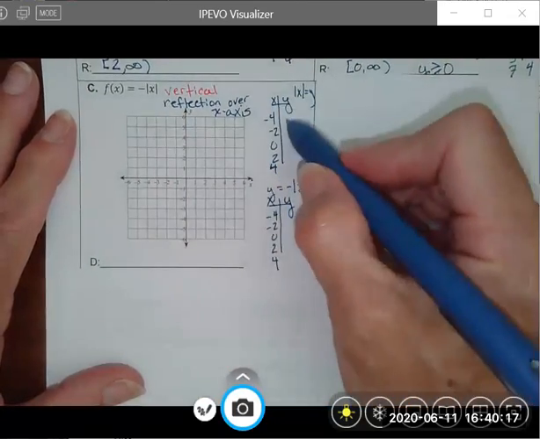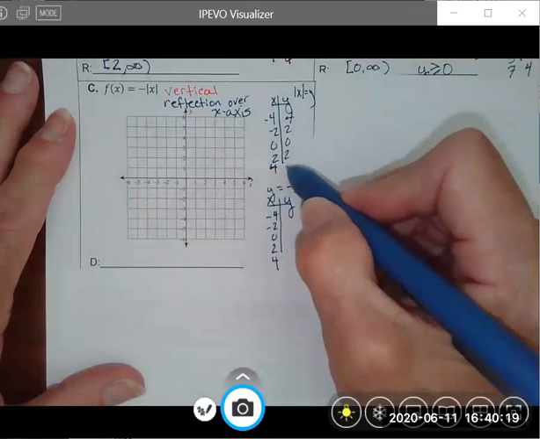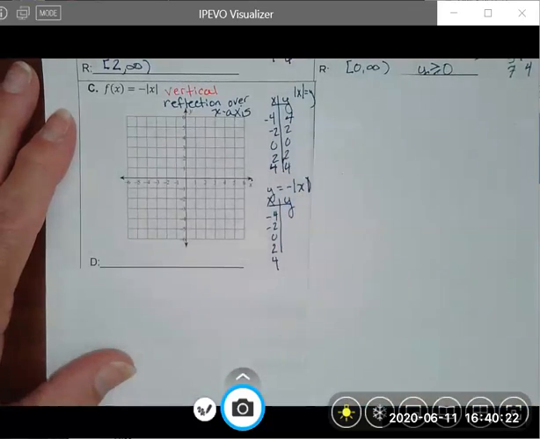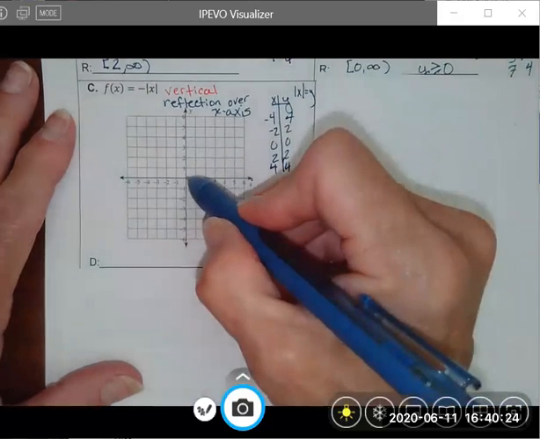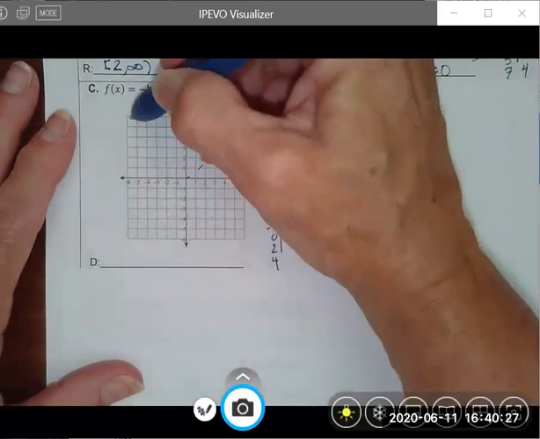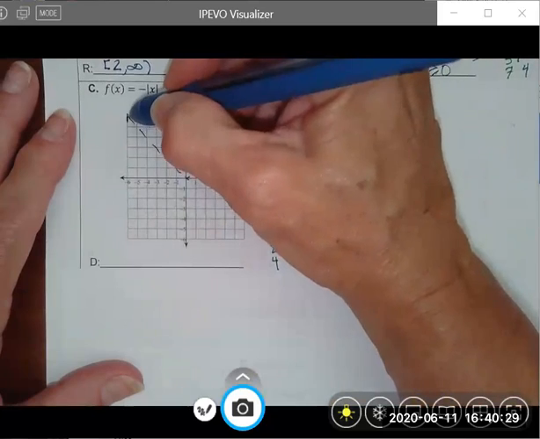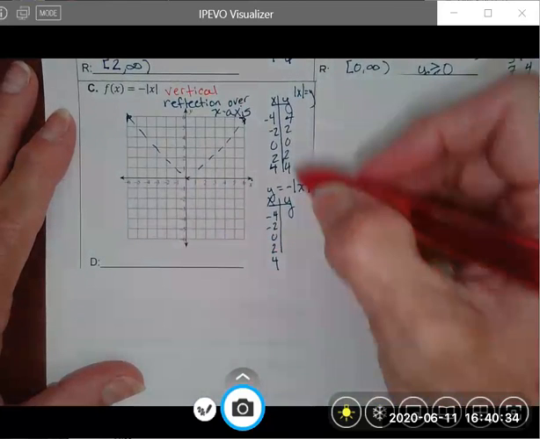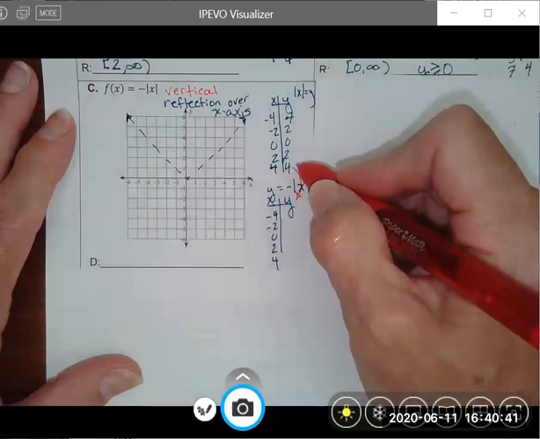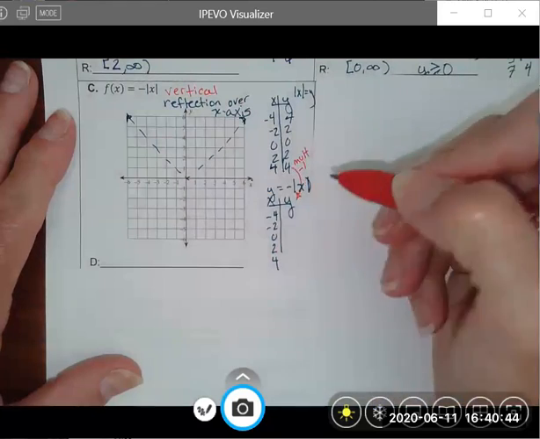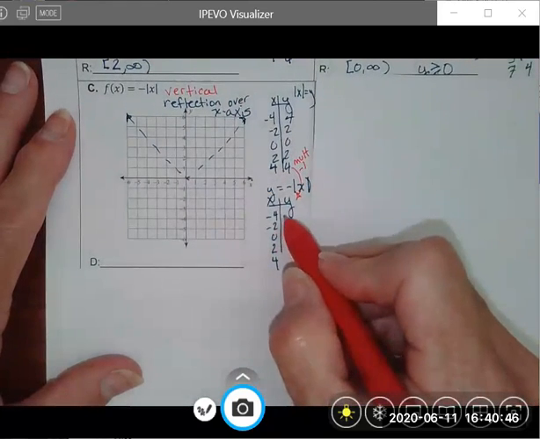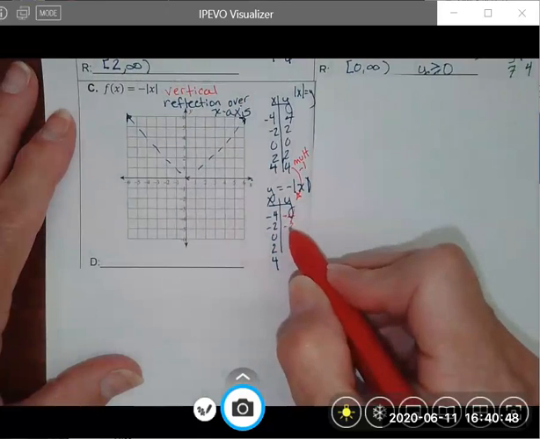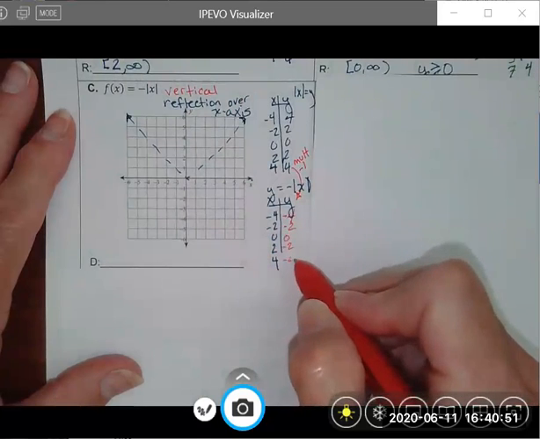I have my parent function, 4, 2, 0, 2, 4, feels like a phone number back in the day when people actually memorized those. And if I sketch in my parent function with crooked lines, because why not? Then my parent function looks something like that. As I reflect, I'm going to change my y values because it's vertical. And I'm going to multiply everything by -1. So instead of having a +4, I now have a -4, a -2, 0, -2, -4.